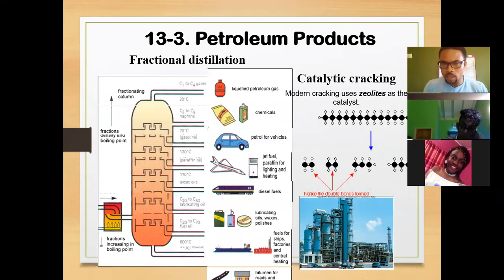hydrocarbon. So as you can see here, modern cracking uses zeolites as a catalyst. So zeolites are examples of the types of catalysts that you'll use. So what is an example of a zeolite? The one that I talked about. Aluminum oxide is a zeolite, and silicon dioxide is also a zeolite. So you could use any of these in catalytic cracking in order to break the bonds within a long carbon chain.